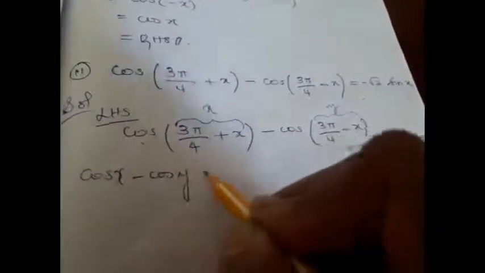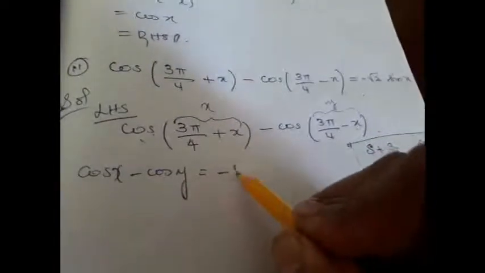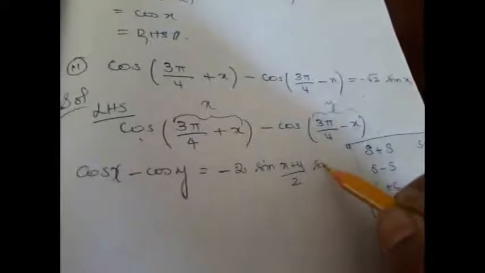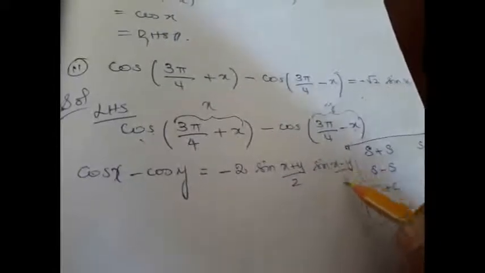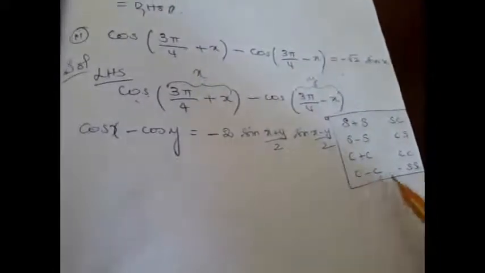So what does the identity say? cos x minus cos y is equal to minus 2 times sine of (x plus y) by 2 times sine of (x minus y) by 2. That's what we have written. Cos C minus cos D is minus 2 sin C plus D by 2 sin C minus D by 2. This is our identity, right? So directly we will substitute in this.